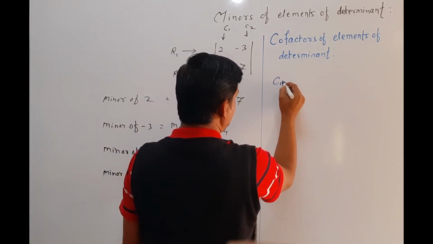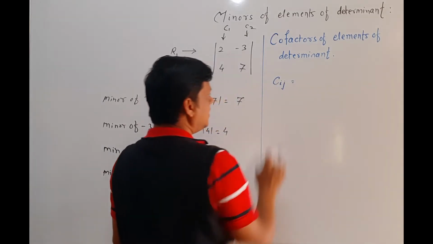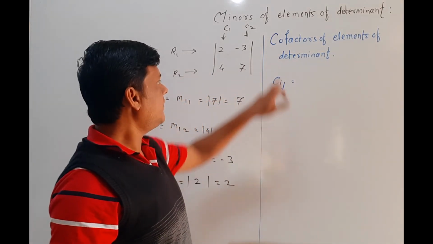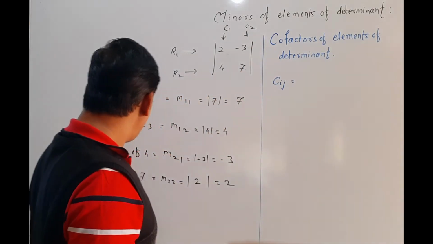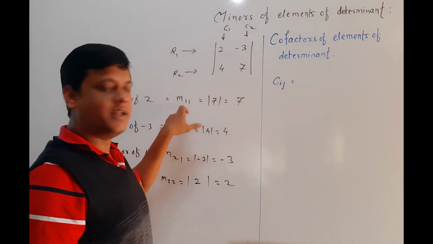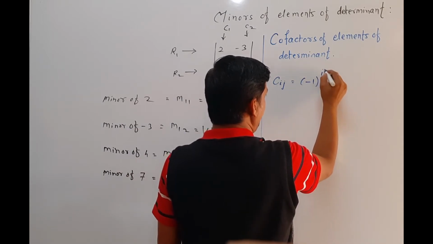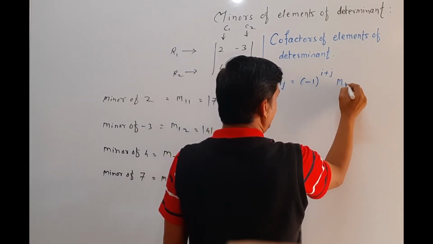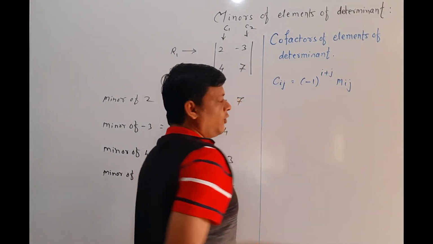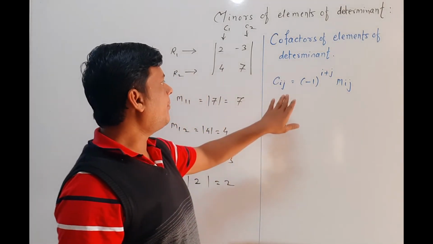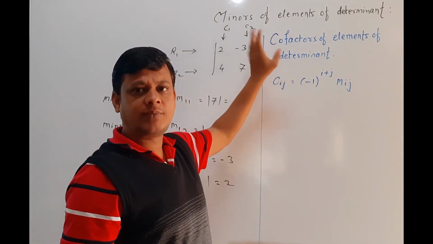So we write Cij. The letter C we use for the cofactor, and we use the letter M for the minor. So Cij is equal to -1 raised to the power i plus j into Mij. With the help of this formula, we find the cofactor of the elements of the determinant.